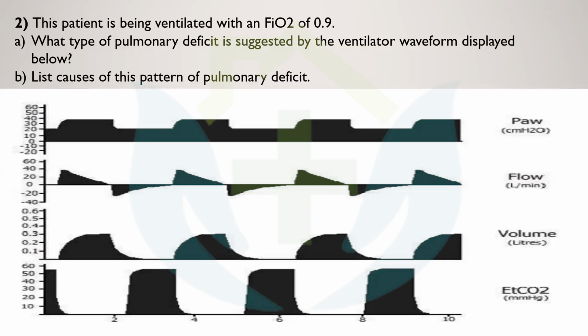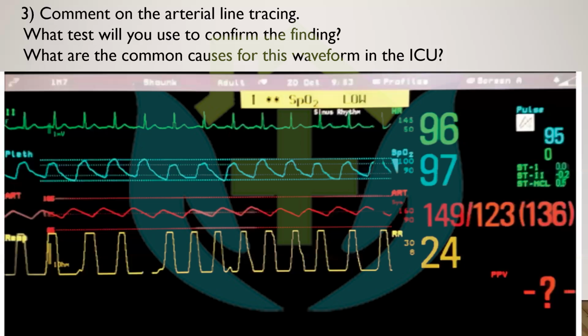This patient is being ventilated on FiO2 of 0.9. What type of pulmonary deficit is suggested by the ventilatory waveform displayed below? List the causes of this pattern of pulmonary deficit. He has hypercapnia due to hypoventilation. So, list the causes. Hypoventilation and decreased level of consciousness. Okay. Good. Bronchospasm also.